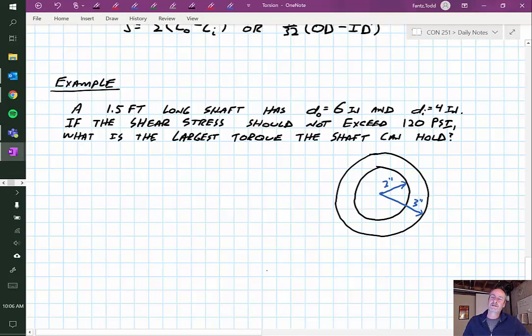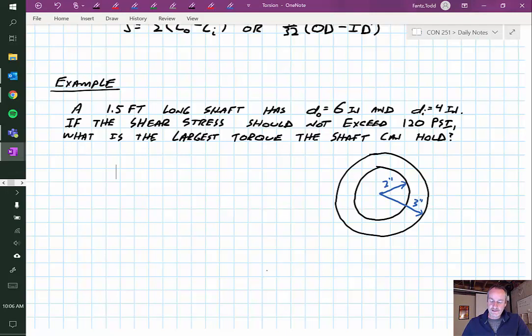Okay, so here's our example. Let's say we have a 1.5 foot long shaft, and it has an outside diameter of 6 inches and an inside diameter of 4 inches. So it has a wall thickness, well, that should be a question for you, that'd be a great multiple choice. Is the wall thickness 2 inches? No, the wall thickness is only 1 inch because we'd have one on each side. If the shear stress should not exceed 120 psi, what is the largest torque that the shaft can hold?